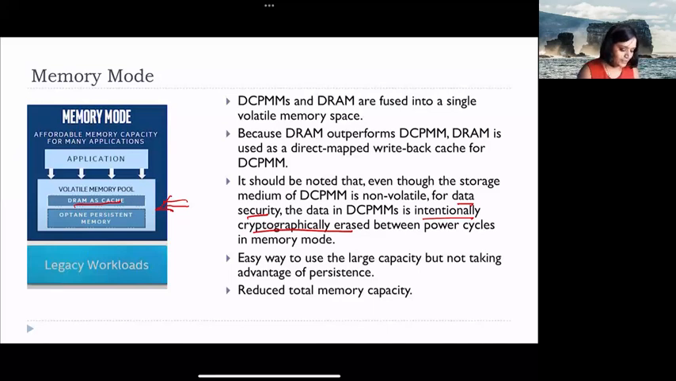Easy way to use large capacity, but does not take advantage of persistence. Yes, we understand that. Finally, reduced total memory capacity. So as we just discussed earlier, in this mode, because DRAM is used as a cache, with the example that we saw earlier, we are losing that 16 GB that DRAM provides as its own capacity. Now it's only 16 GB in our example, but a real system can have really huge DRAM. So imagine that no longer could be considered as usable memory.